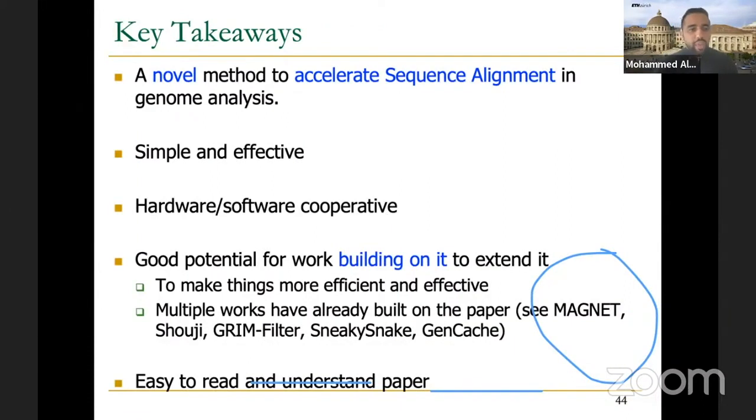The key takeaways: we propose a novel method to accelerate sequence alignment. That is a new algorithm and a new FPGA implementation. Basically, you can consider this a simple and effective algorithm since it relies on a very simple operation supported by most of the hardware accelerators. And the hardware-software cooperation, or co-design, is really important here.